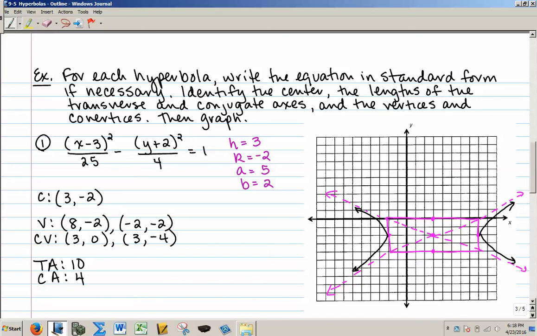So graphing a hyperbola starts out a lot like graphing an ellipse, because you have to find your H, K, A, and B, and you do your dots, 5 dots. But from there you have to do the rectangle, the diagonals, and then draw the curve. Let's try one more example.